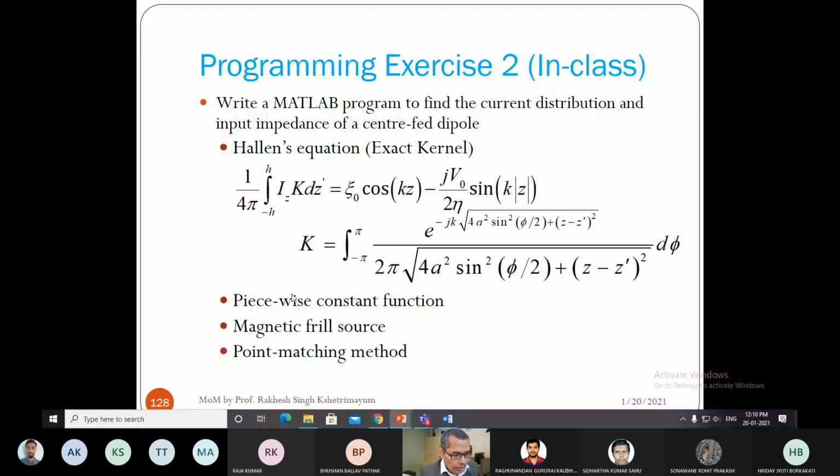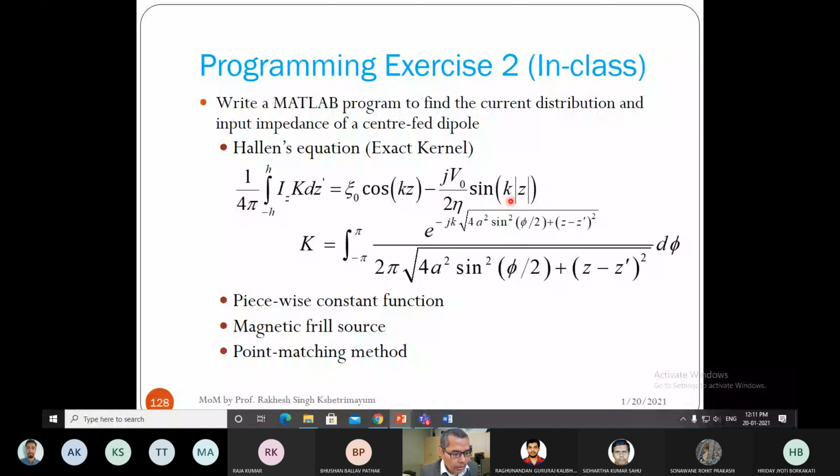So what we have here is the programming exercise in class. We'll discuss how to do programming for the Hallen's equation, and the one I'm considering here is the exact kernel. Your homework would be for the approximate kernel. This exact kernel is much more complicated, so I'll discuss this in class so that you can easily do your programming homework for the approximate one.